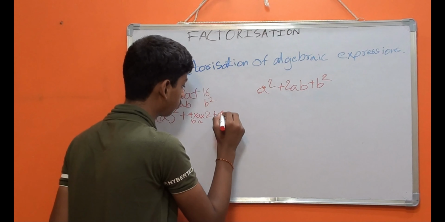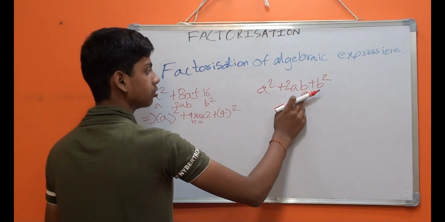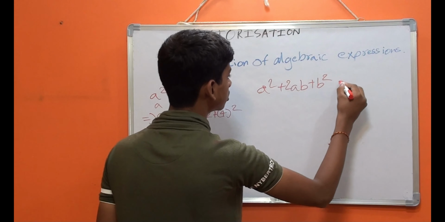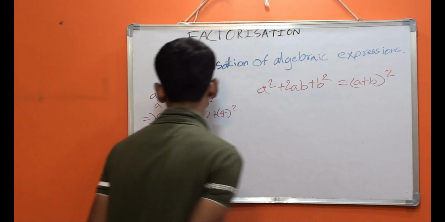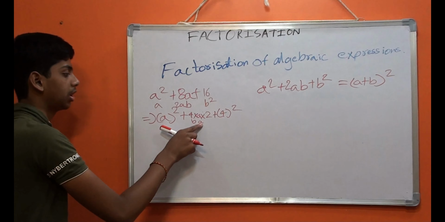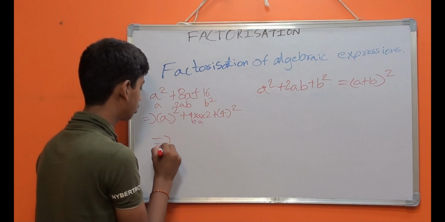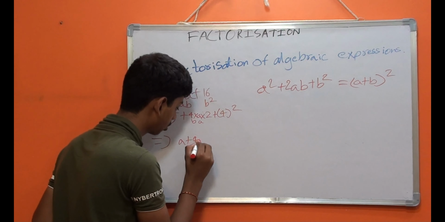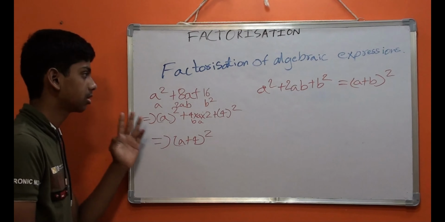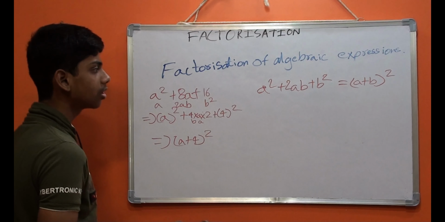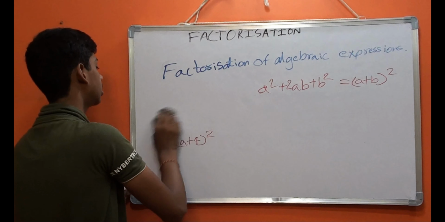So then we write 4 square, then a square plus 2ab plus b square equals (a plus b) whole square. Then what is there over here? a is a and b is 4. Then this equals (a plus 4) whole square. So this is how you simplify this expression. So now let's go on with the next question.